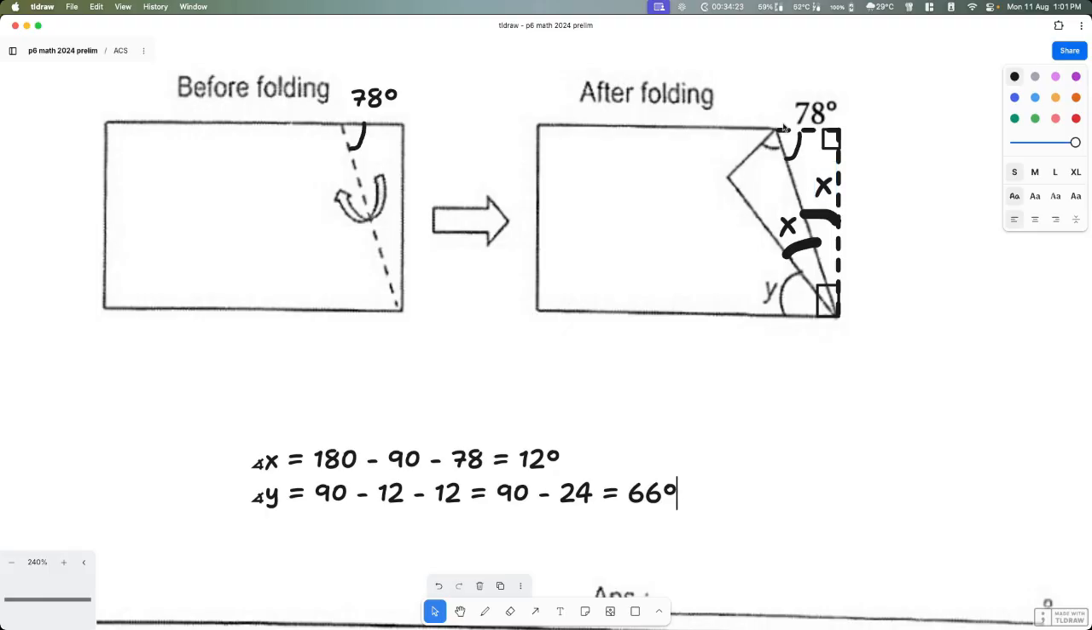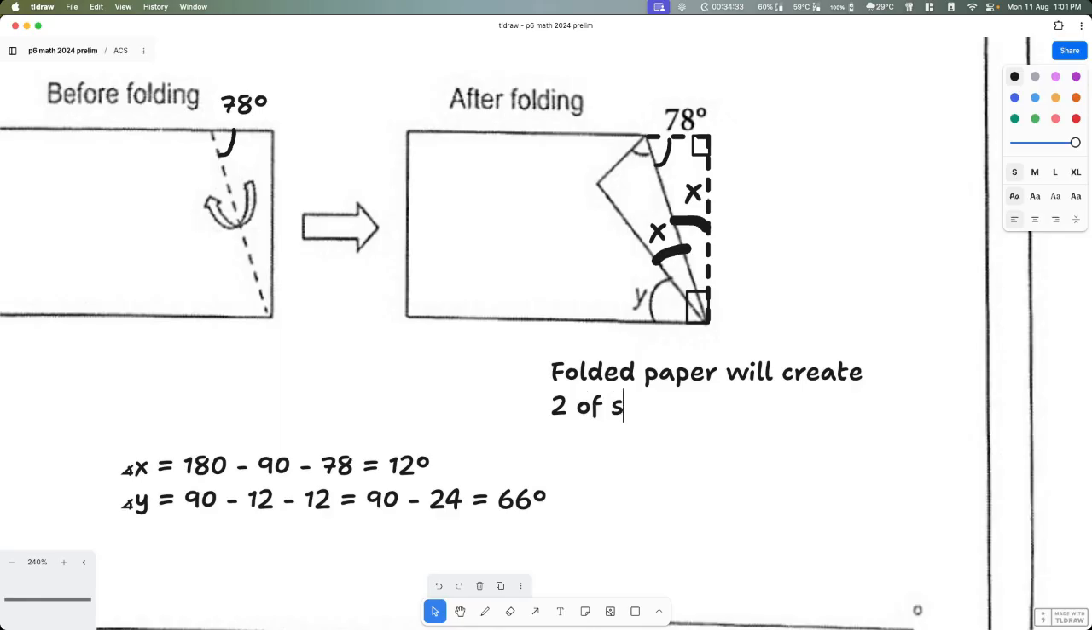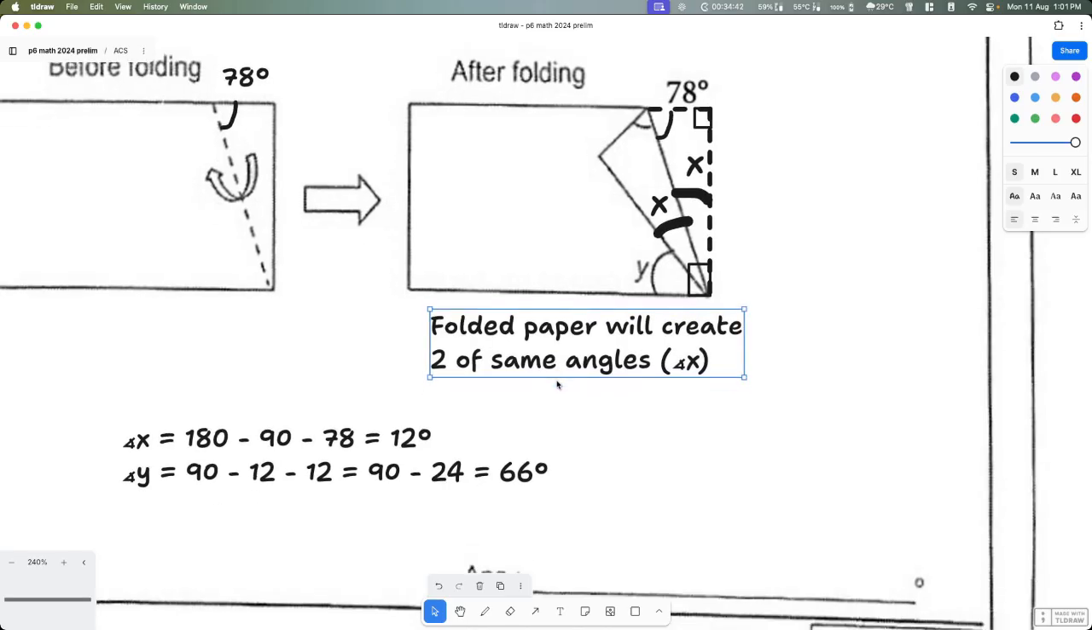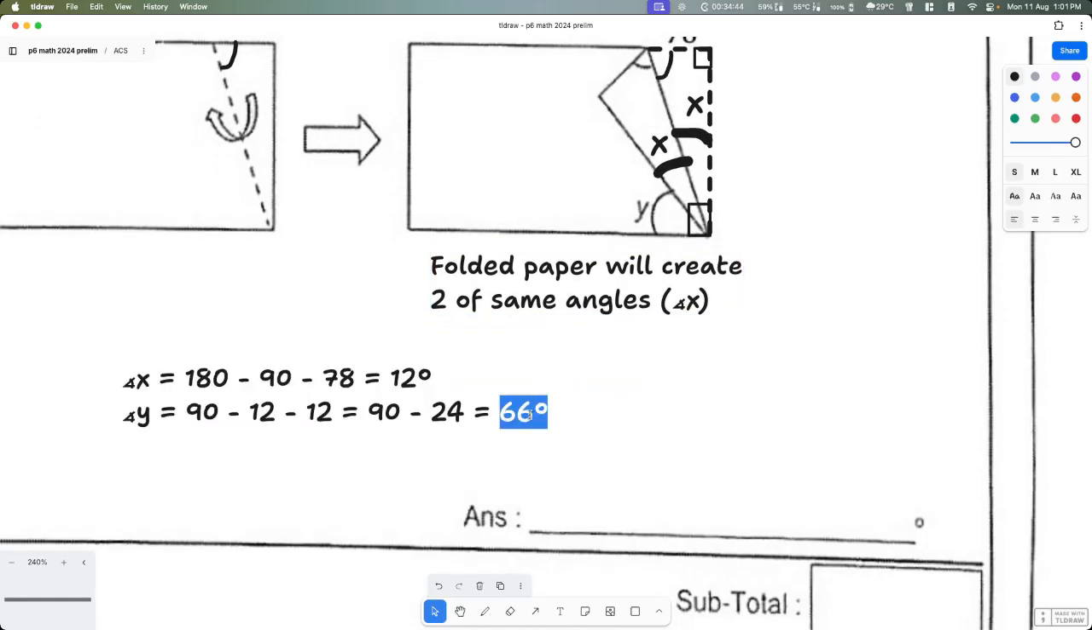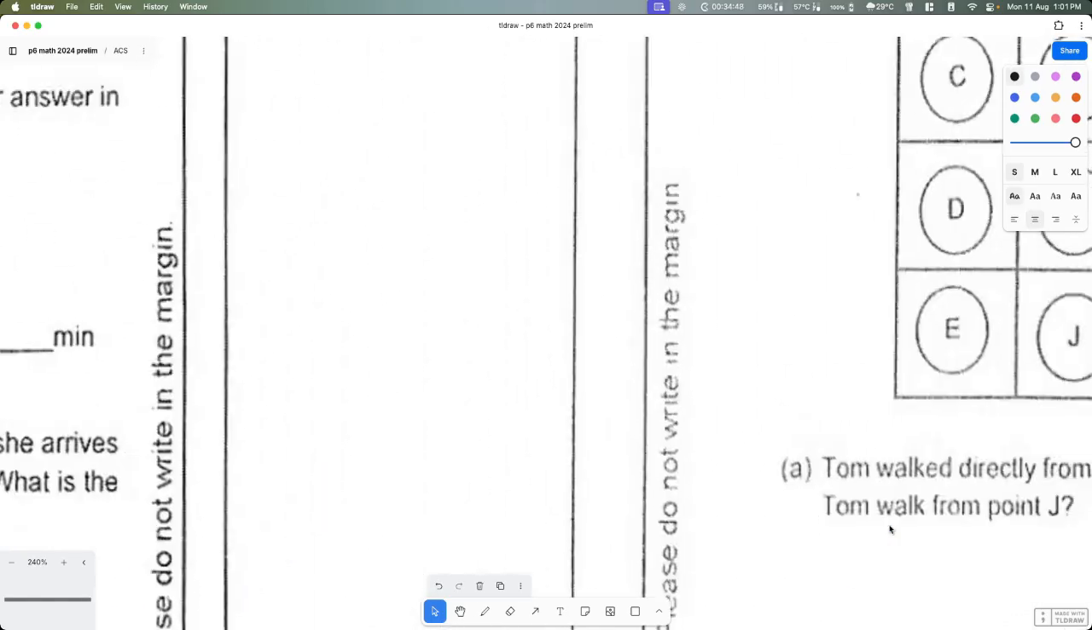Yep, there you go. So the answer to this is 66 degrees. Just a folded paper will create two of the same angles, which in this case is angle x. This case over here. Okay, so the answer to this is 66 degrees. All right, let's move on to the next question.